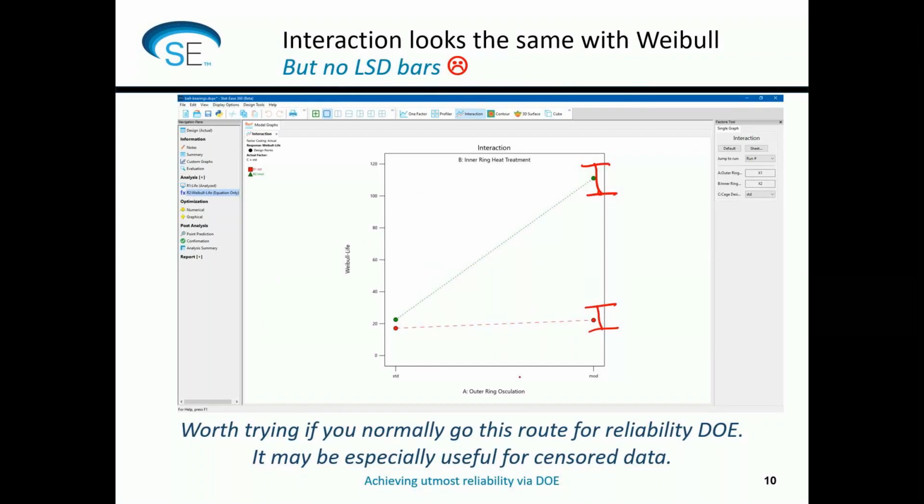However, it may be well worth looking at this both ways, especially if you have censored data, because in a case like this, you might create bearings that last for so long, like years, you're just going to have to cut off the test even though you haven't completed the final result.